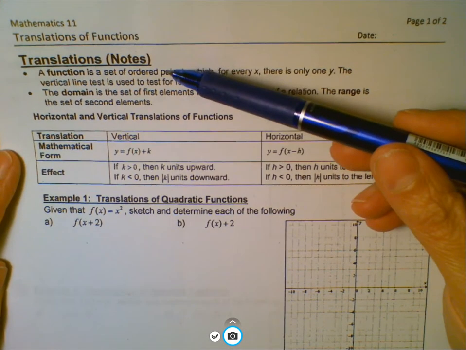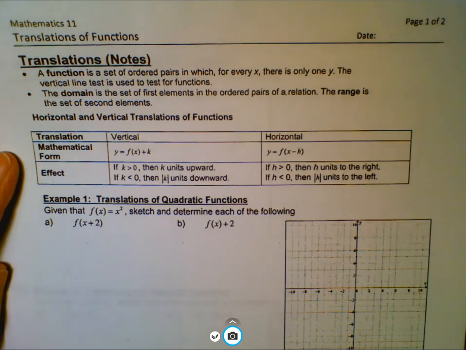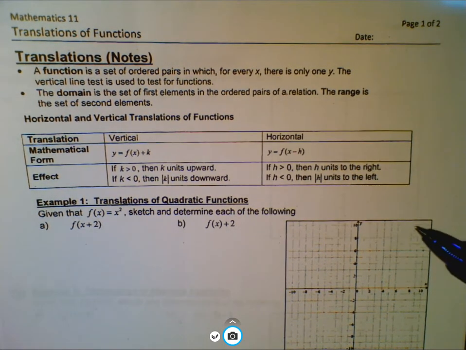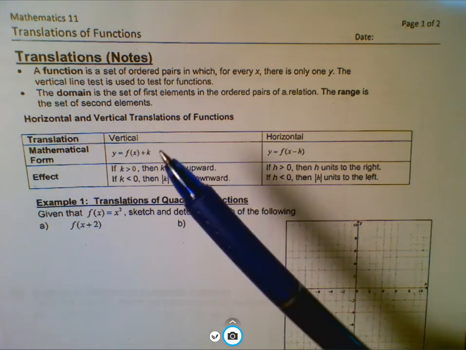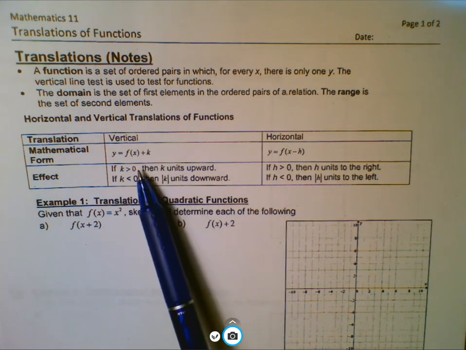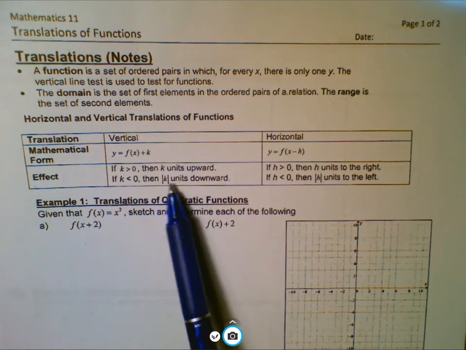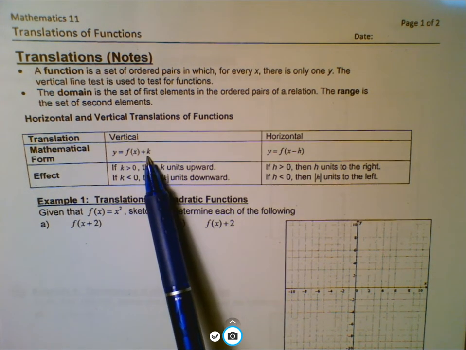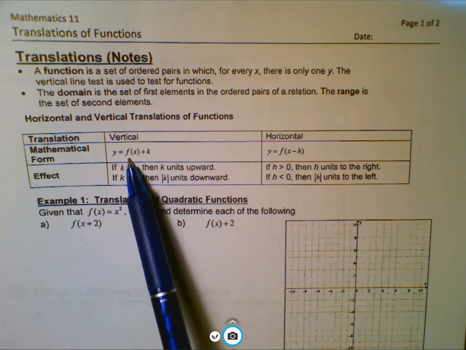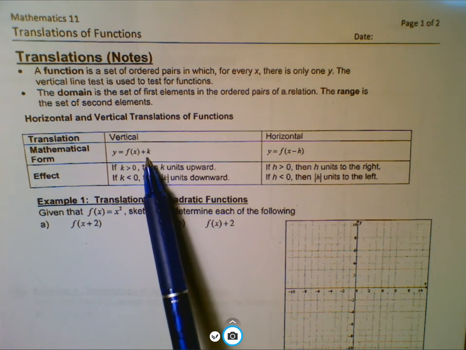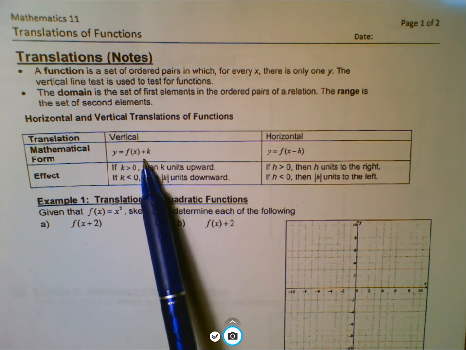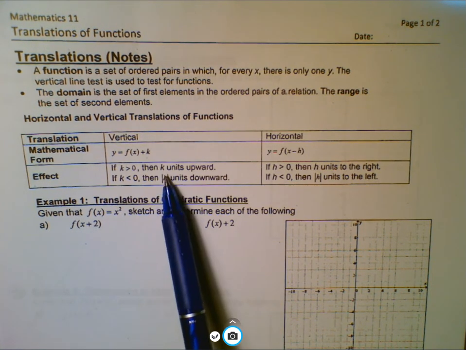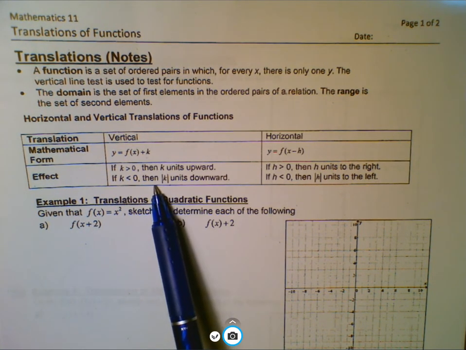Today's video is about transformations, a special kind of transformation called translations. So we've already seen in class with Desmos what happens when we add things to parents. This little table summarizes what we did in class already. If you have a function f of x and we add a number k after the f of x, then the result is a vertical translation. It's a shift either up or down depending on the value of k. And here it tells you what we summarized in class.